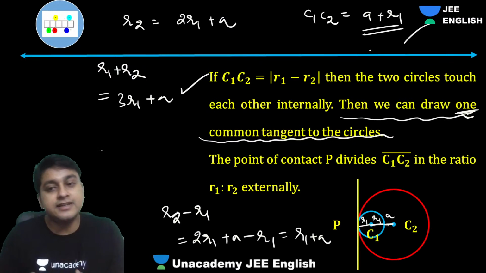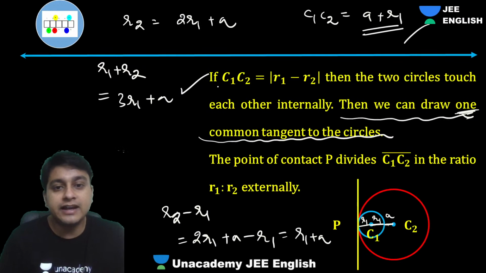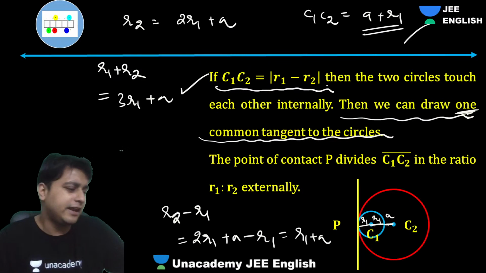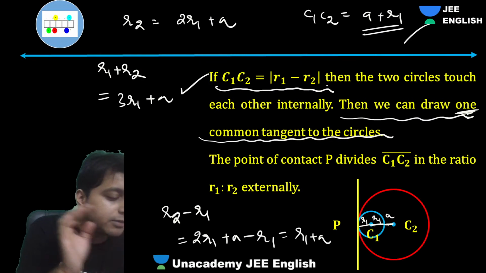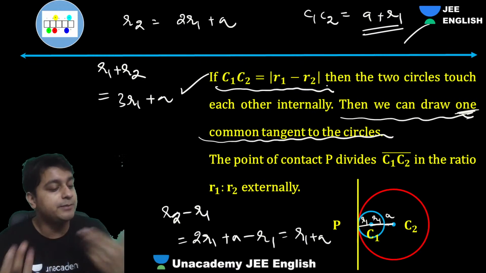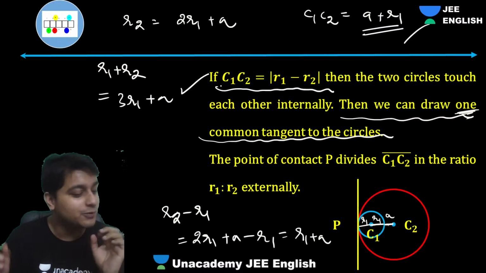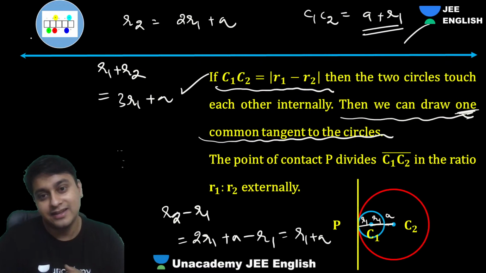Fantastic. So that's the condition over here, guys, that we are getting C1C2 as mod of R1 minus R2, because here anything can be bigger. So if you don't have the information, you can keep the mod, which will be more than sufficient. Okay, guys. So this is the major condition over here. Fantastic. Next.